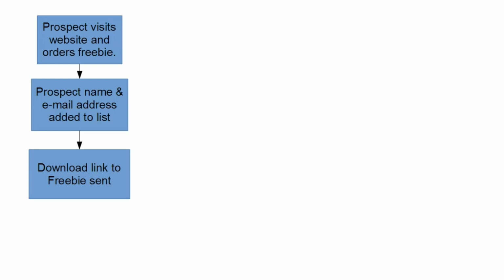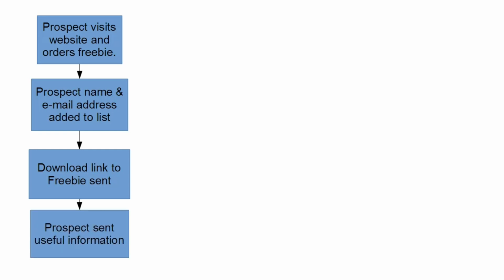So then they get sent the download link to the freebie, and they've got the freebie, and they should be happy. Then the prospect is sent lots of useful information. Now, this is part of the process that a lot of people get wrong. They think that all they have to do is keep hitting their mail list with sales information, buy this, buy my product, buy this affiliate product. And it turns people off.